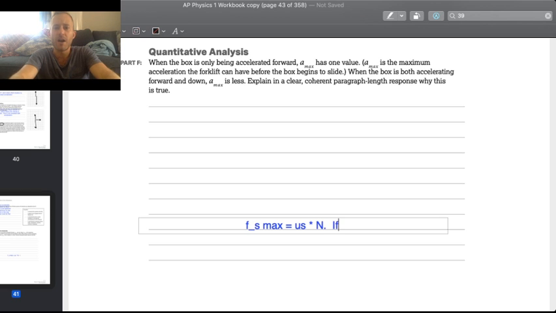If the block, by the way, when it says a coherent paragraph length response, you can include equations if you want. Equations are the language of physics. So I would include an equation. For me, an equation is much more clear than writing a paragraph most of the time.